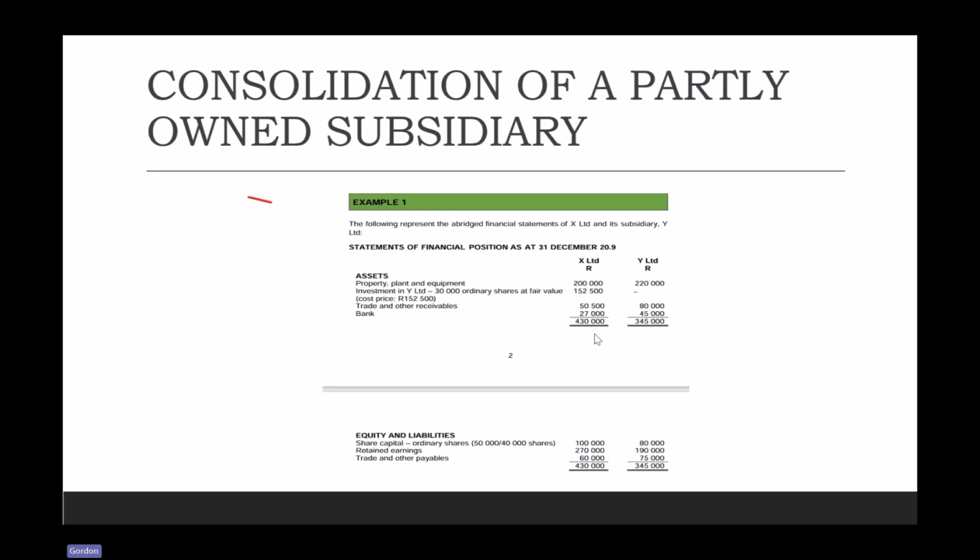So before the parent came to acquire, the subsidiary was trading on its own. They were passing their journal entries. They will account for their income, their expenses, and then at the end of the year, they'll get what? A net profit, right? In the income statement.